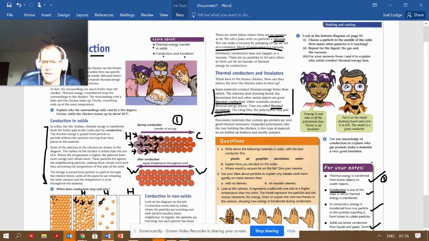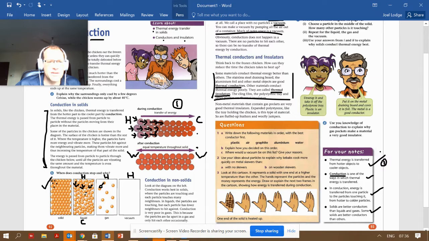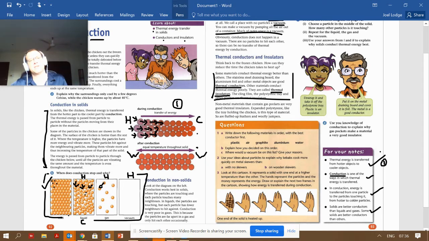These keywords, these two diagrams, and potentially these diagrams here to show how some materials are better conductors than others. I hope that helps. That's your notes for today. Hopefully we'll move on to an experiment later on in the week.